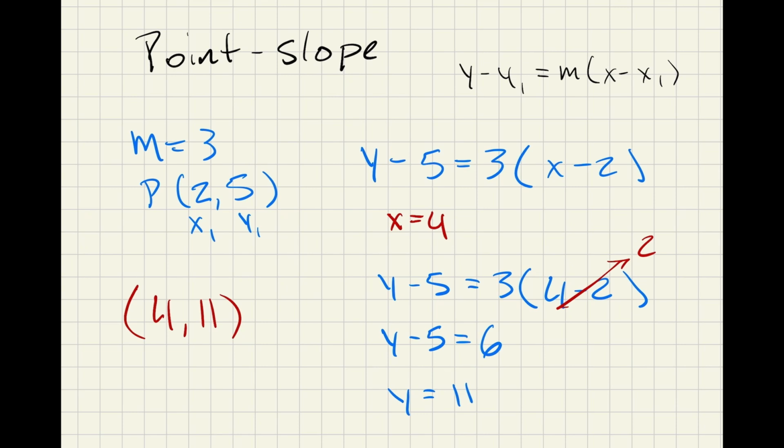And also, don't get confused here with the minus signs. I know it can look a little confusing, but if we have minus 5, then y1 is 5. If we had y plus 5, then y1 would be negative 5. Okay, let's go ahead and move on to the slope-intercept form.